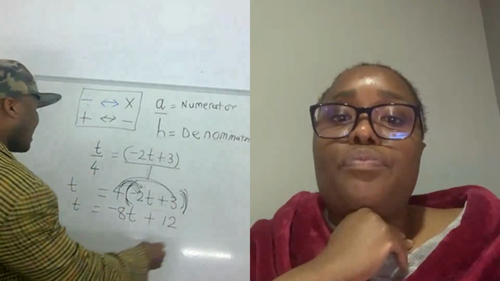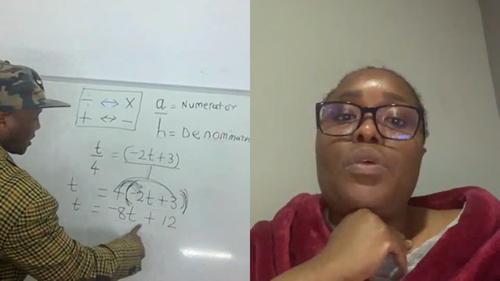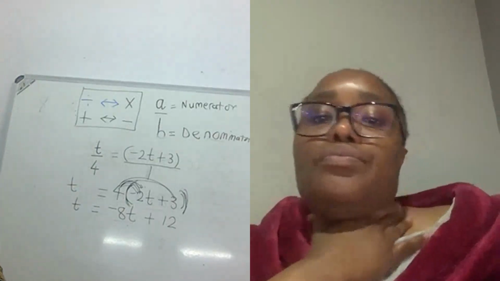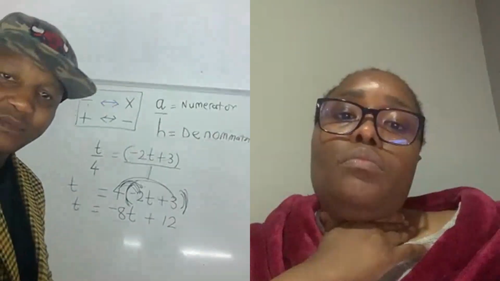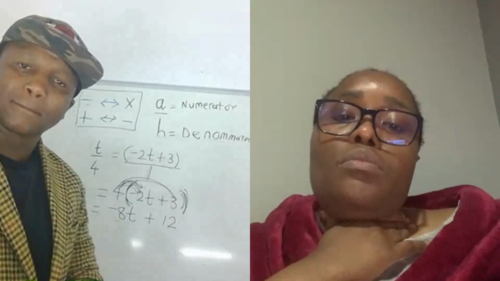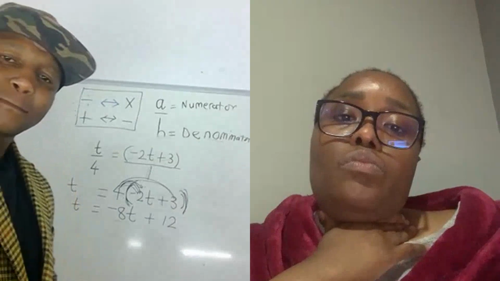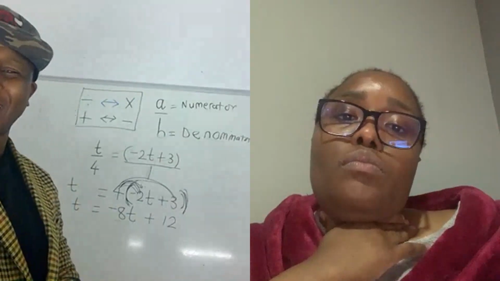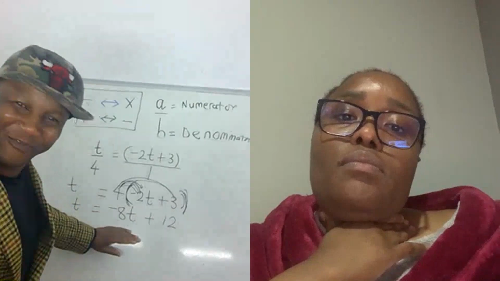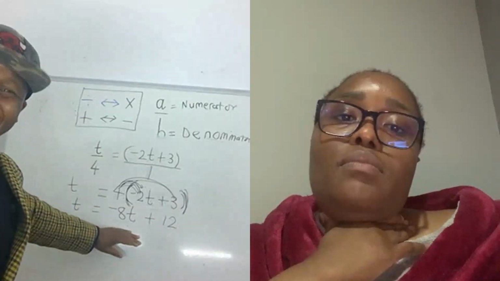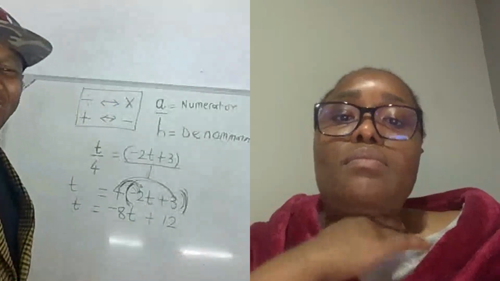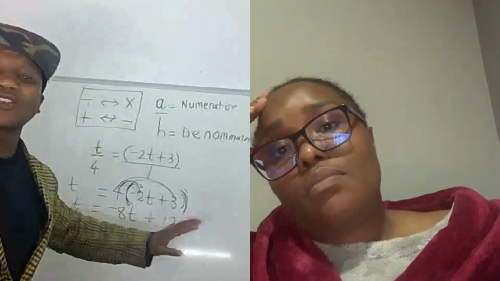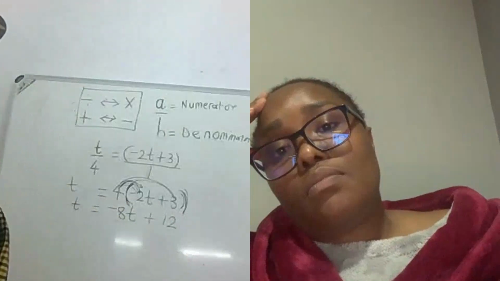Okay, now what is the next step here? Like terms. You must put them together. We're almost finished. Let's put the like terms together and let's finish. We have 8t equal to negative 8t plus 12.